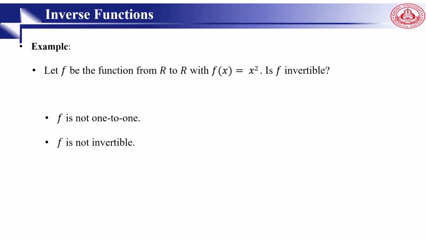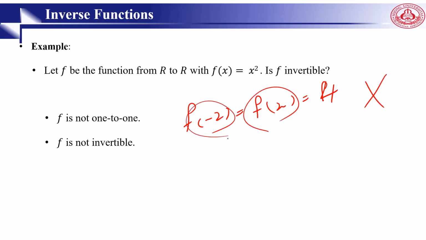Let f be a function from R to R where f(x) is x squared. Is it invertible or not? As I said, it is not, because f of minus 2, for example, is equal to f of 2, equal to 4. This is not one to one. If an inverse function were defined, it would have to assign two elements to 4. That's why it is not invertible.